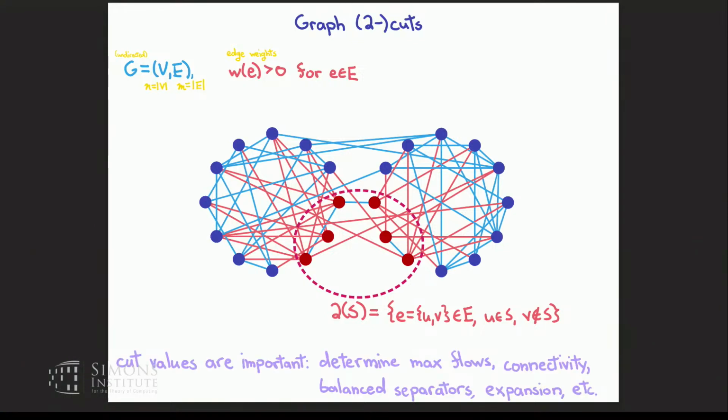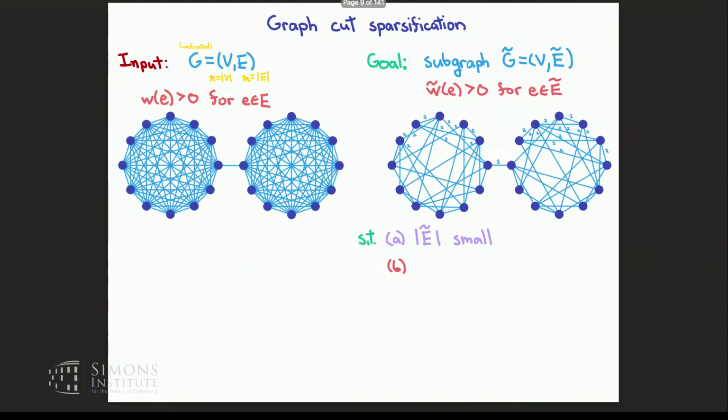Okay, so cut values are important, as has been reinforced all semester. They determine the max flow or connectivity, or we hear about expanders all the time. These are all functions of cuts. So in cut sparsification, we're given some kind of input graph, and this is particularly useful when the graph is maybe very dense and there's some redundant information.